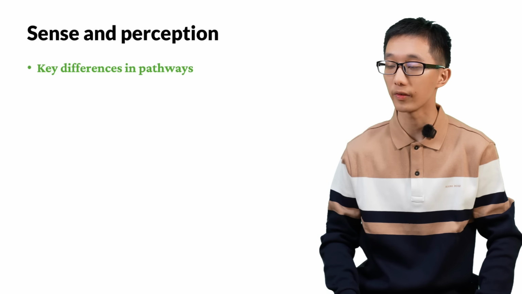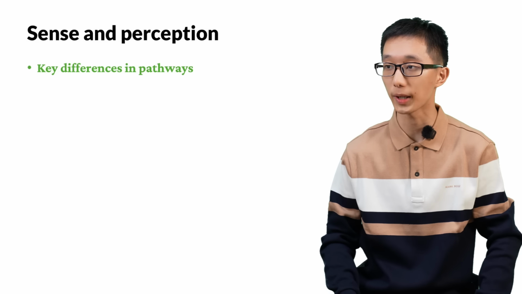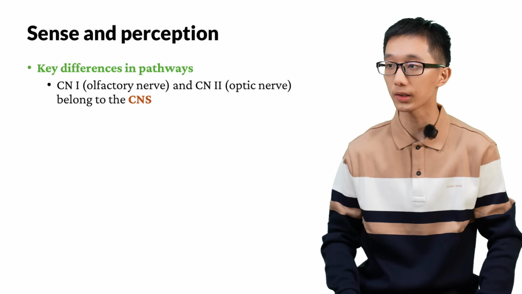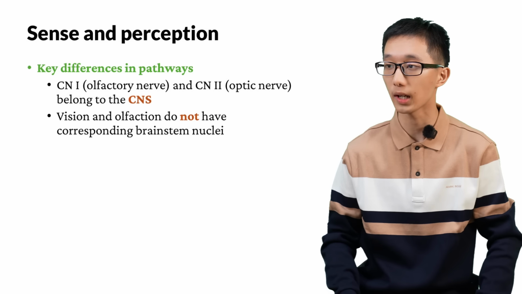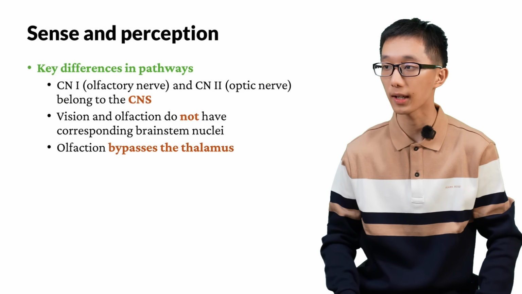Now let's talk about some of the key differences or exceptions in those pathways. First, the olfactory nerve and optic nerve, which carry the olfaction and optic information, belong to the central nervous system rather than the peripheral nervous system. Also, vision and olfaction do not have corresponding brainstem nuclei. They do not go through the brainstem in order to reach the cortex. And olfaction bypasses the thalamus. It is the only sense that does not pass through the thalamus.